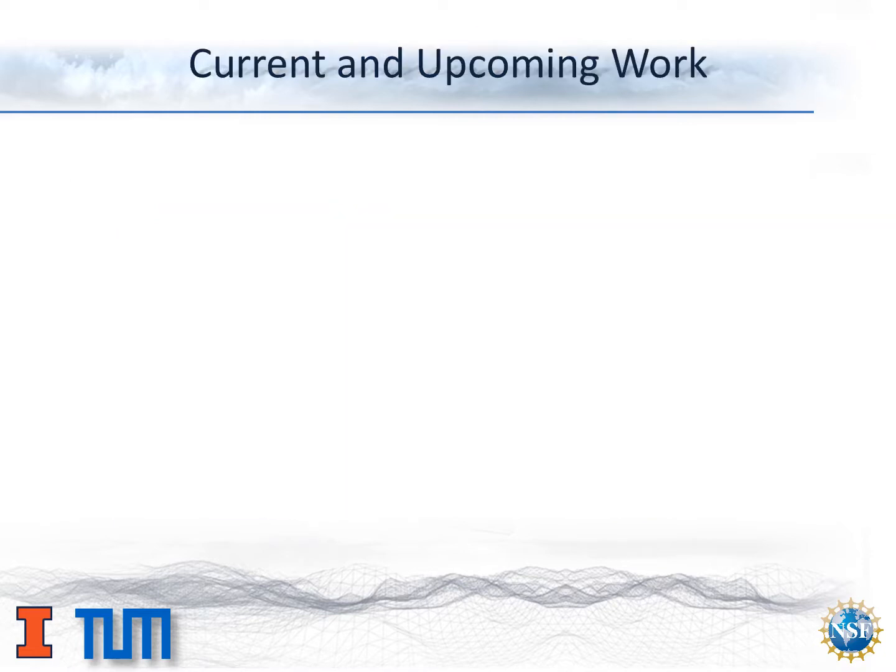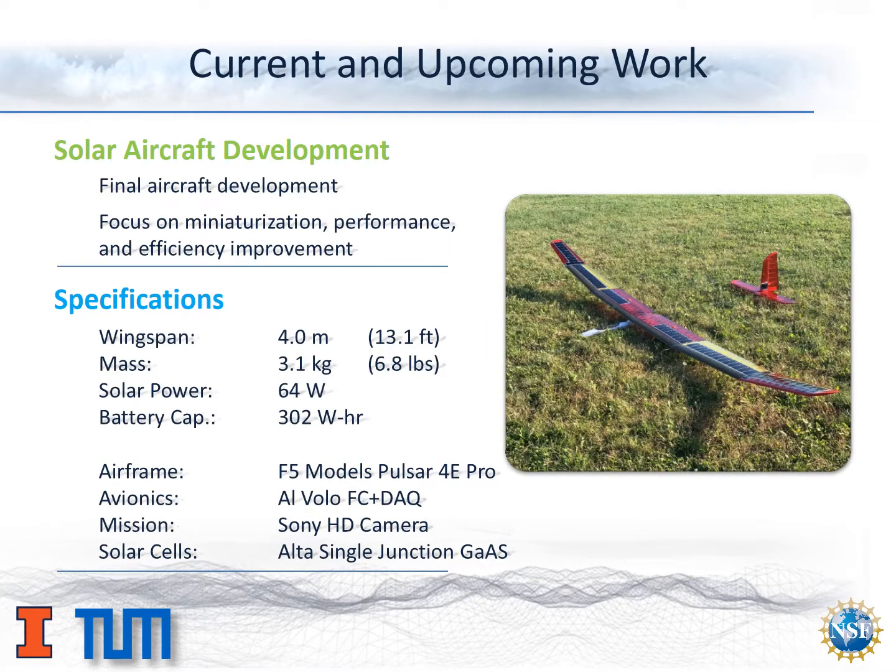For our current and upcoming work, we are finalizing the development of our aircraft. We are specifically focusing on miniaturization, performance, and efficiency improvement. Our solar-powered aircraft will have a 4-meter wingspan, weigh approximately 3.1 kilograms, be able to produce up to 64 watts of power, and have an internal battery capacity of 302 watt-hours.